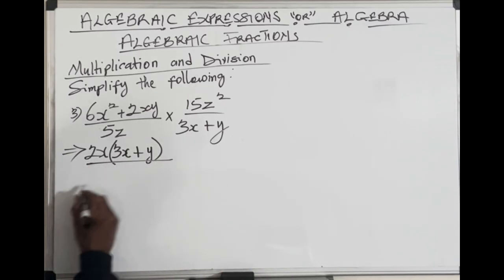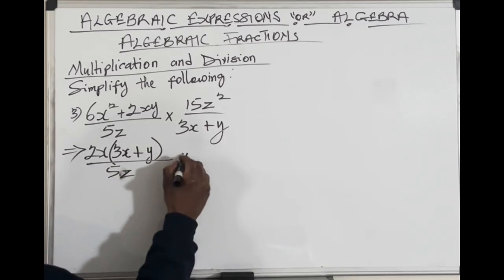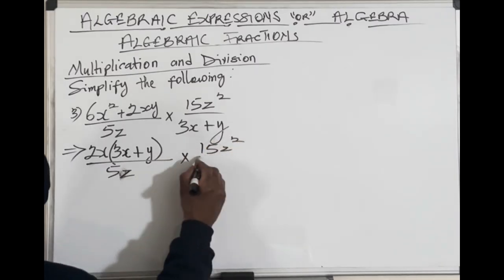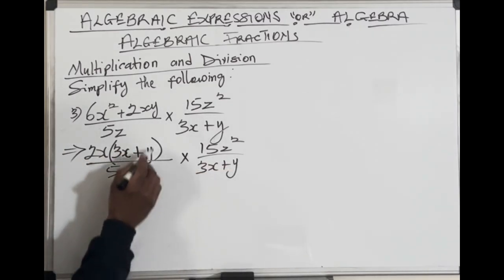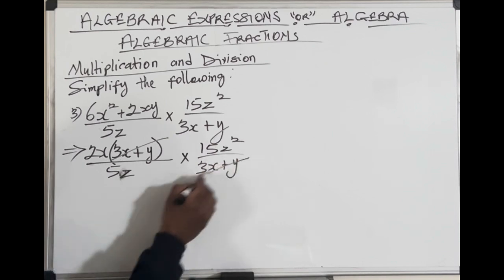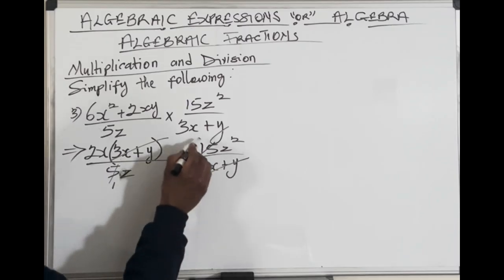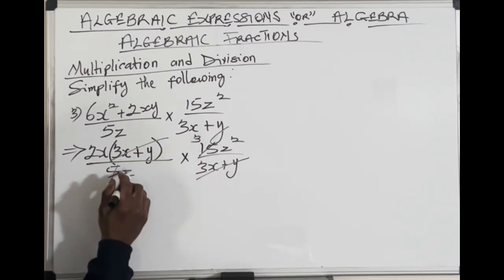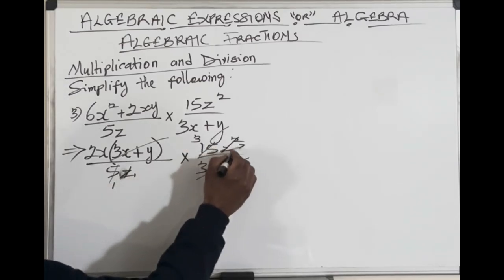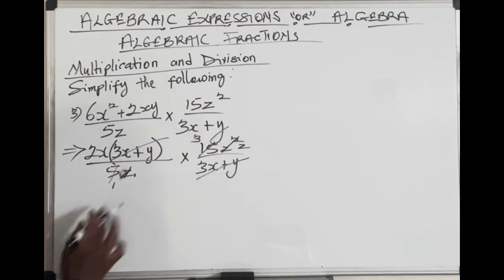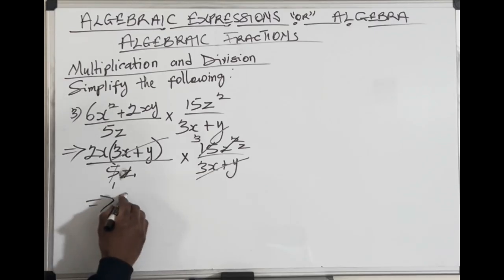So right now we have 5z and times 15z squared over 3x plus y. Now 3x plus y can cancel 3x plus y. Okay, all right. 5 can go here, 1 can go here, 3. Z can cancel, this will be away, and then we have z squared, so we'll be left with what? Z1. Okay, because this one has taken one of it and then remain what? One of it.